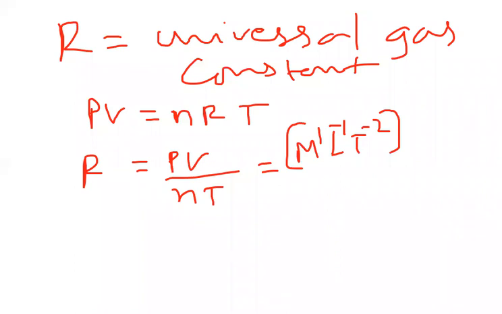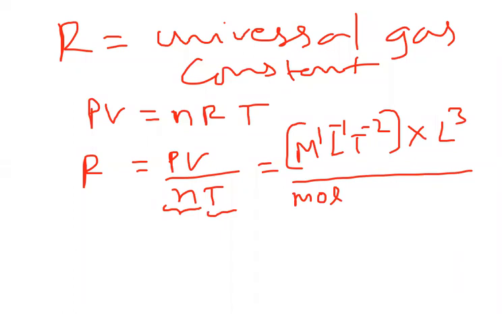Starting, I told you to remember the pressure dimensional formula: M¹ L⁻¹ T⁻². And what is the dimensional formula for volume? Volume dimensional formula is L³. Number of moles: now observe carefully, n is the number of moles, a quantity of substance, so I have to write it as mole. Temperature, SI unit Kelvin.